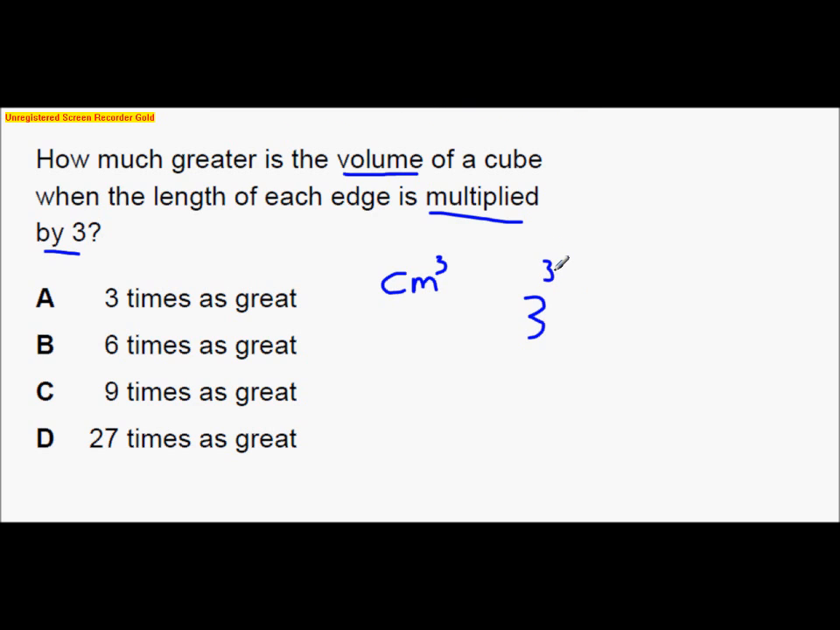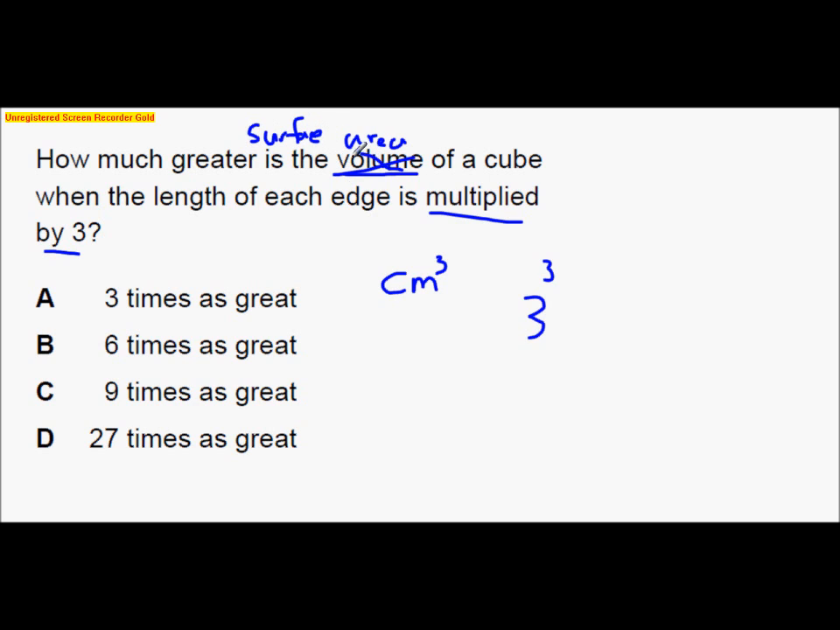And let's say this said, instead of volume, let's say this said area, right? Just like before, we would take the 3 and we would square it, right? Because area, the units are squared. Let's say this said surface area.